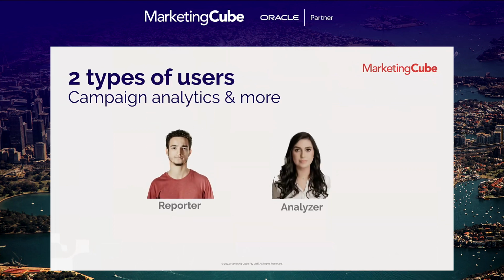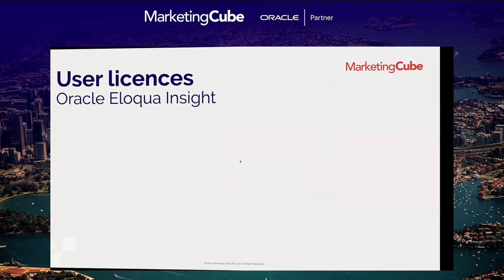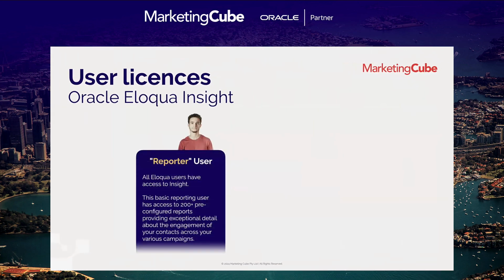All right, so there are two types of users within Insight, and one is referred to as the reporter, and the other is referred to as the analyzer. Very similar in what they can do. Analyzer just has more access to more things. The key difference really being for a reporter that it's largely a read-only license. Strictly speaking, Oracle referred to it as a read-only license. But it's pretty robust in what you can do.